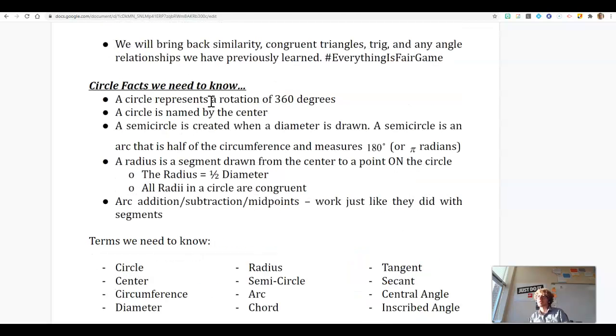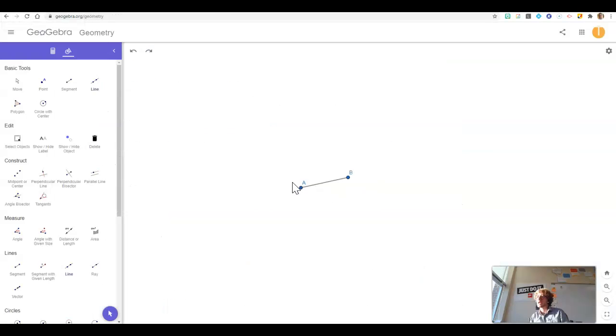A circle represents a rotation of 360 degrees. So if we have a point, and then we have another point that is a set distance away, and we drag that point around, then we will form a circle. Ancient people did this, and people today do this by using some string nailed at a point, and you can draw a circle. So let's do that.